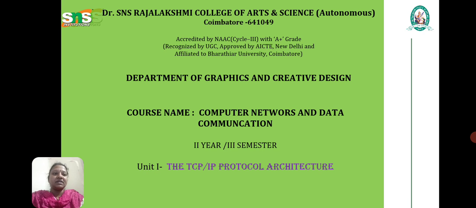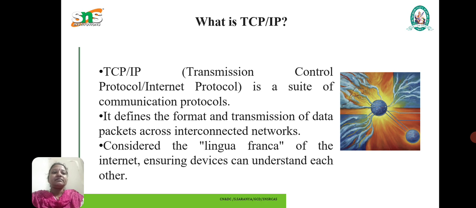In this video, we are going to see about computer networks and data communication in the TCP/IP protocol architecture. TCP/IP, the full form is Transmission Control Protocol, Internet Protocol. It is a fundamental communication protocol that establishes the rules and procedures for how data travels across the network. Think of it as a universal language that allows various devices to communicate, regardless of their manufacturer or operating system. TCP/IP operates within a layered model, with each layer handling specific tasks, which we'll explore in detail in upcoming slides.